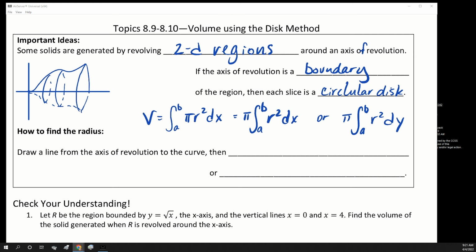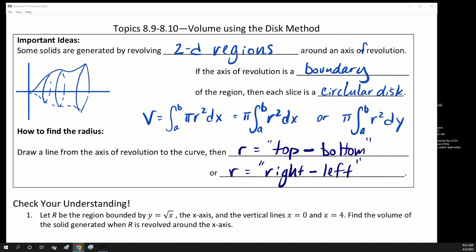All right, so what we really need to be able to do is to find the radius. And I'm going to talk to you today about finding the radius in a way that you don't really need today, but you do need tomorrow, but it will work for today also. So what you're going to do is draw a line from the axis of revolution to the curve, and then r is either going to be the top minus the bottom, or it's going to be the right minus the left. So similar to what we were using when we were finding the area between two regions.